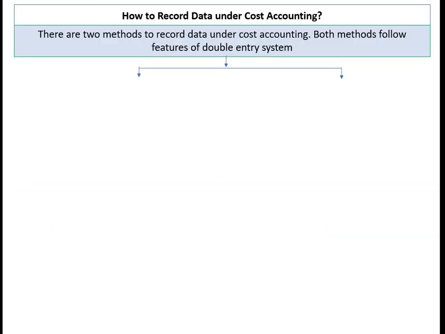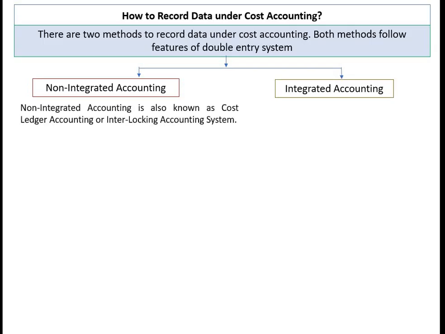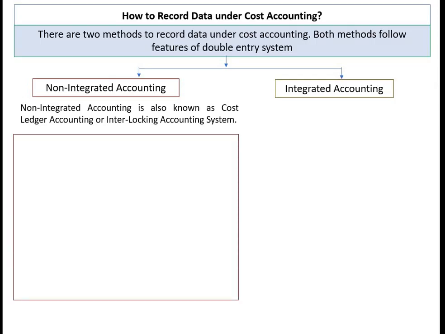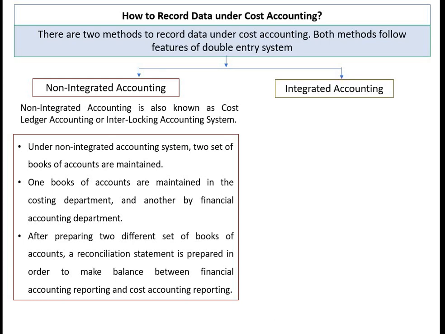Now you see there are two methods of recording data under cost accounting, as I told you. One is the integrated accounting system and the second is the non-integrated accounting system. Under the non-integrated accounting system, which is also known as cost ledger accounting or interlocking accounting system, two sets of books of accounts are maintained. One is for the costing department and the second is for the financial accounting department. After preparing two different sets of books of accounts, a reconciliation statement is prepared in order to explain the difference between financial accounting reporting and cost accounting reporting.